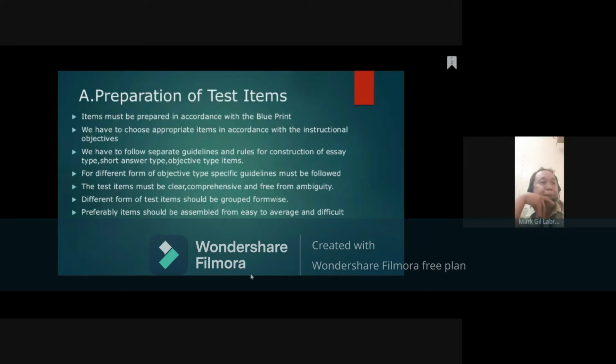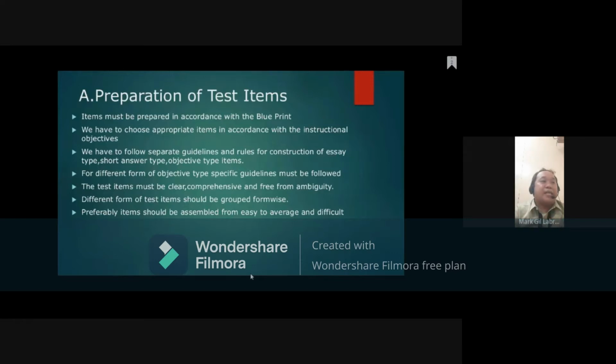Why do we need separate guidelines and rules? Who can answer? For example, the teacher gives an essay. Sir. Yes, Melieza? Sir, they differ in their level of understanding, so they also get different scores. Okay, very good. Congratulations for that.